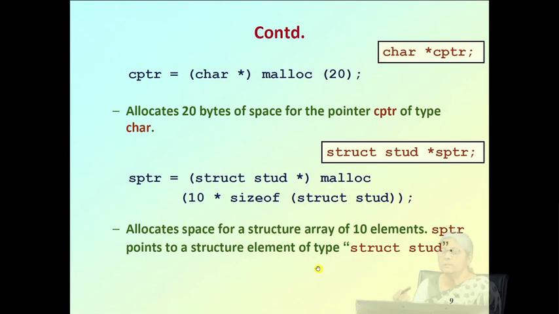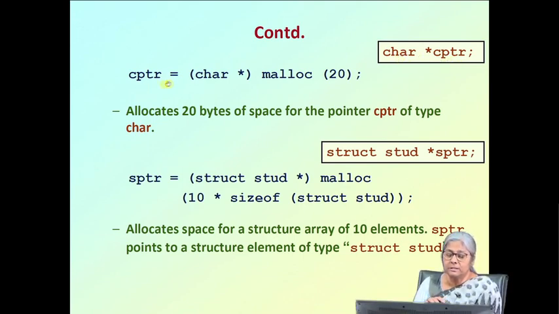Now we see another type of pointer other than integer. Say I define one cptr. cptr is the pointer variable name, and the type is char. So, char *cptr, that means cptr is a pointer of type character. Now, if I use cptr equal to (char *), because the data typecasting should be the same as the data type of cptr as already defined, then malloc 20, that means 20 bytes.